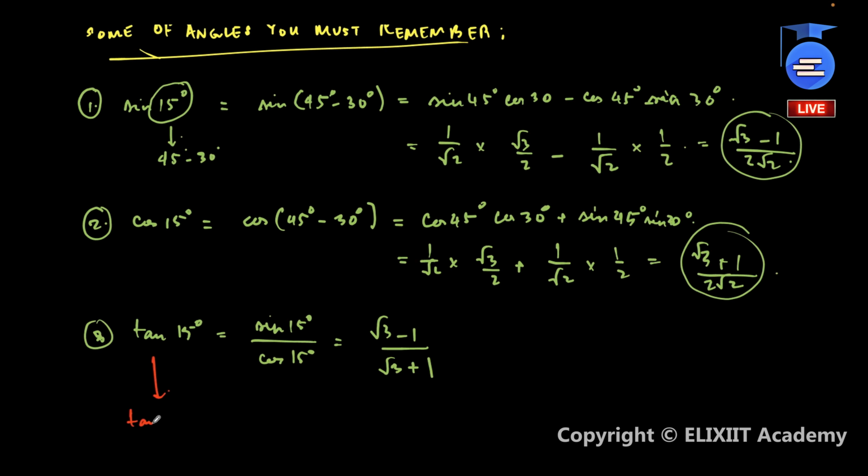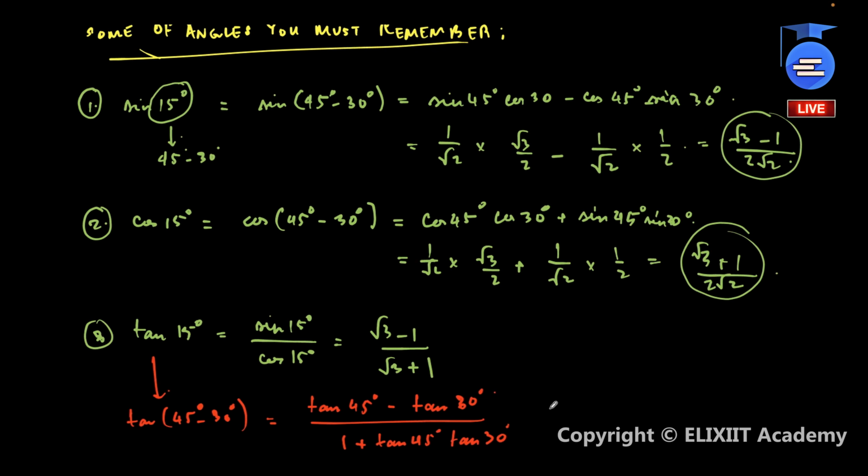You can break this as tan 45 minus 30 degree and simply use the formula for tan A minus B, which is tan A minus tan B divided by 1 plus tan A tan B. You can simply use this formula and put these values, you will get the same result, root 3 minus 1 divided by root 3.